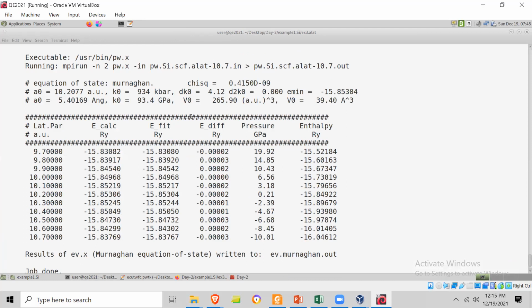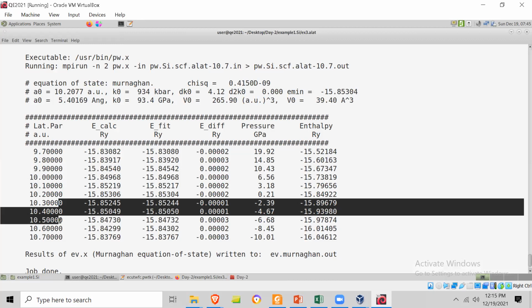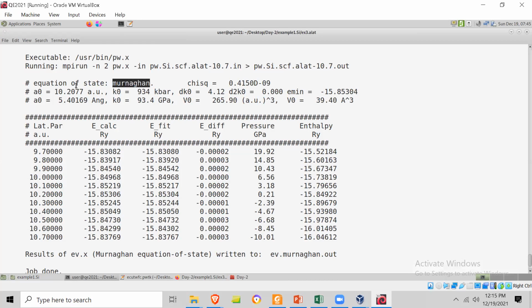the calculated values are given here for each of these lattice parameters. And it fits what we call the Murnaghan equation of state. It fits it and gives us the actual minimal energy. So it basically fits a parabolic curve to the calculated energy results and gives you the actual minimum energy, which is probably not part of the results here. So if you see, -15.85304 is not here. You have 306 and 219, but the actual minimum is between these two. So you have to run this curve fitting software to get that.